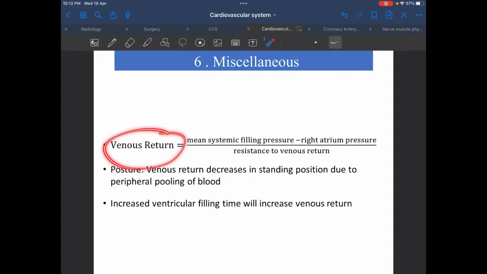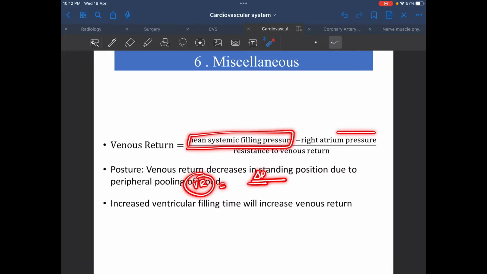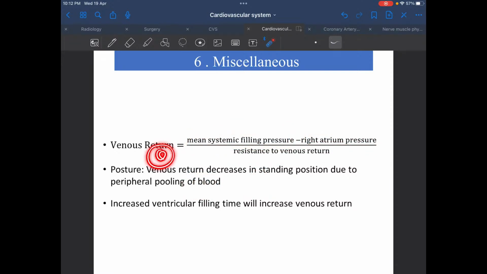So venous return, I can make a formula sort of. Whenever I'm going to talk about this case, venous return is going to be your pressure difference. What pressure difference do we have? The mean systemic filling pressure minus your right atrial pressure, divided by the resistance to venous return. This amount of flow is known as venous return. Okay, I hope that's clear.